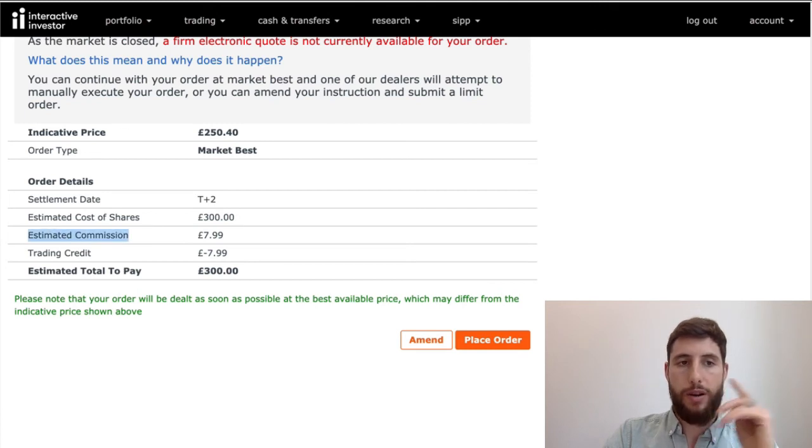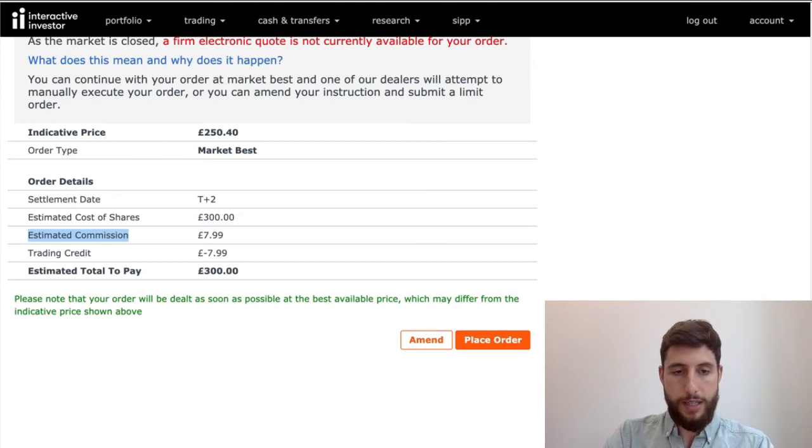Estimated commission. Now, for Interactive Investor, when you buy a one-off share, it's £7.99, so it's very high. So you always want to be doing regular investing where you can, because that's free in this particular example. Each funding platform is different, okay, but generally speaking, regular investing tends to be much cheaper or free, okay? So it's saying you have to pay £7.99 to do this trade.